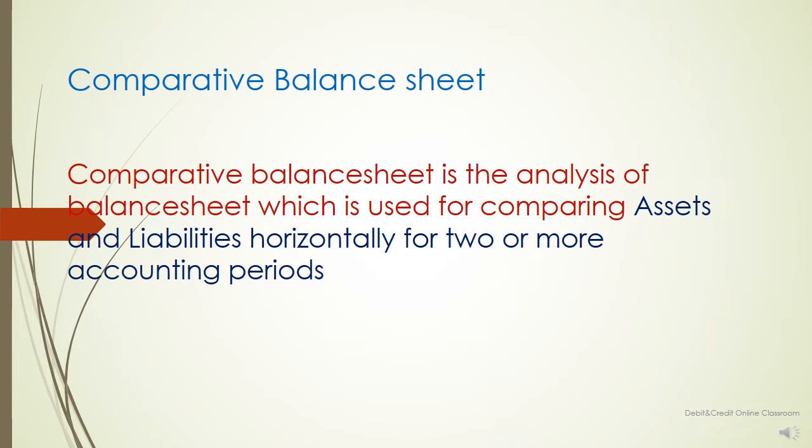By comparative balance sheet, we can compare the assets and liabilities horizontally for 2 or more accounting periods. From this, we can understand what change has come for the assets and liabilities within these comparing periods.